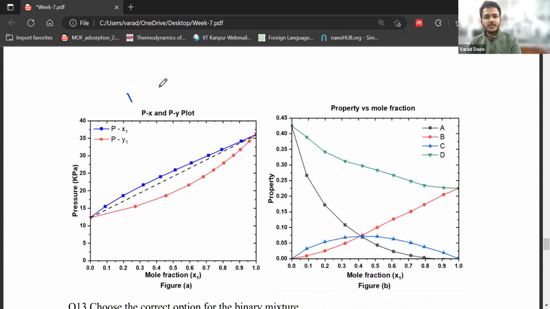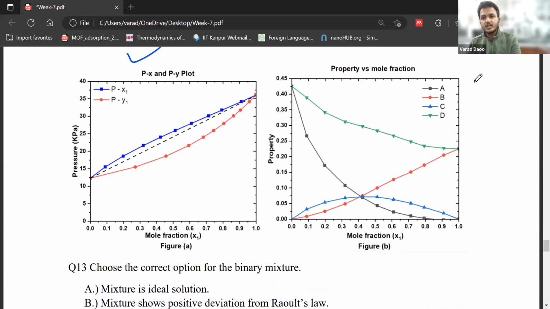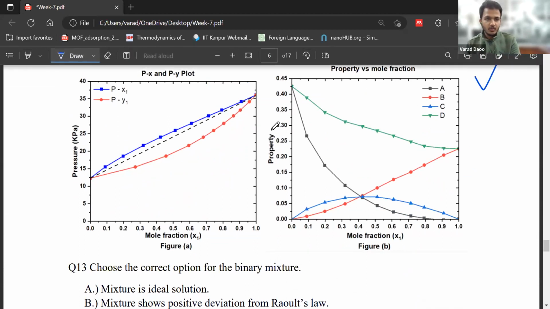So these are the figures. This is the Px and Py plot, which is figure A. This is figure B, which shows properties against mole fraction. So what we need to find is A, B, C, D.